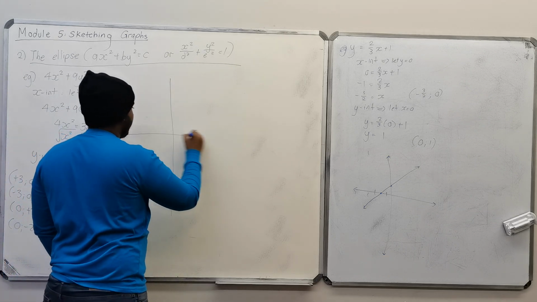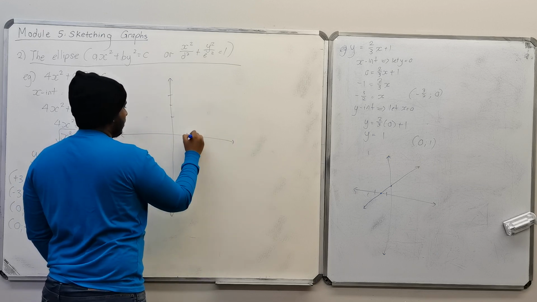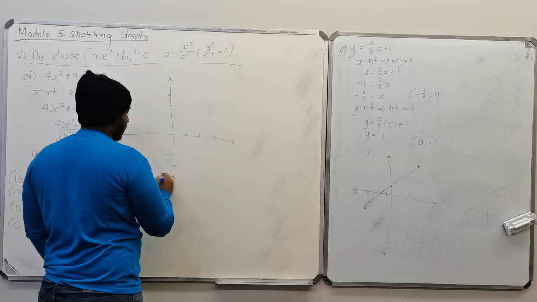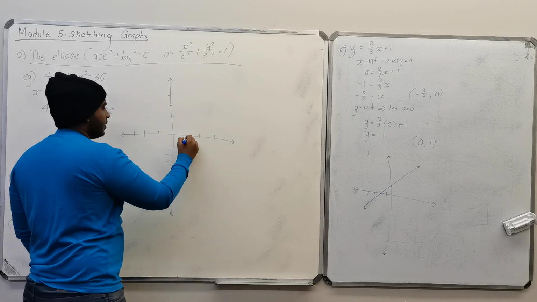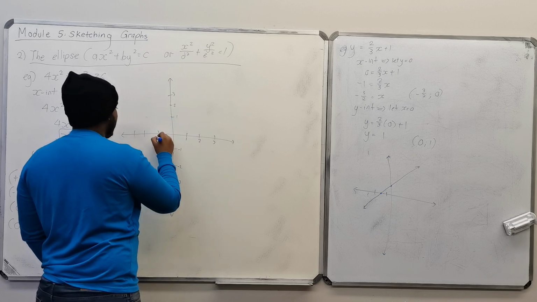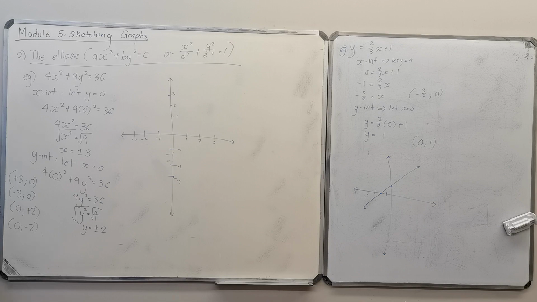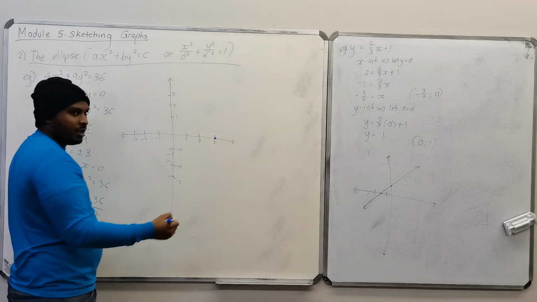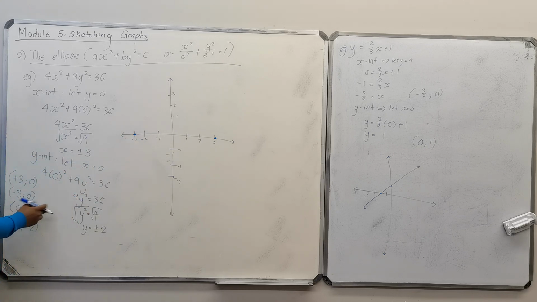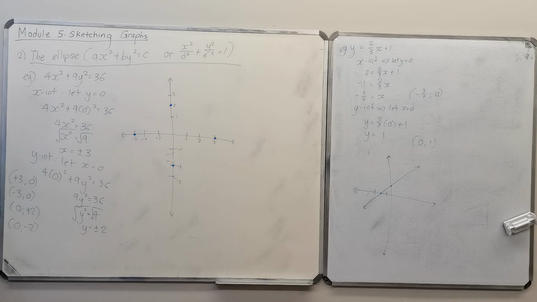So if this is your graph, this will be 1, 2, 3, and minus 1, minus 2, minus 3. Your first point is positive 3 and 0, so it's there. Second point is minus 3 and 0, this is here. Next point is 0 and positive 2. The last point is 0 and negative 2. Now you join your points.